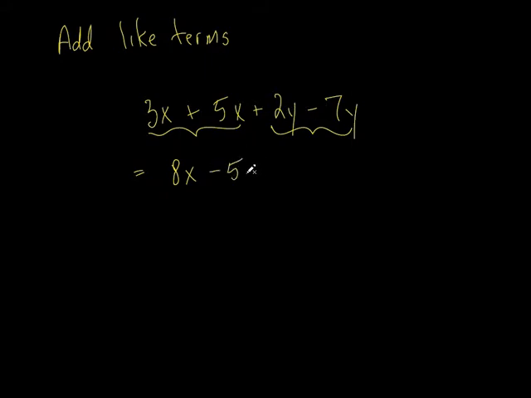Negative 5. So we put a minus 5, and don't forget the term, you put the y there. So very simple for addition, okay? So we did addition, and we did subtraction, and you leave it like that. You can't simplify that because these are not like terms. You can't add them together.